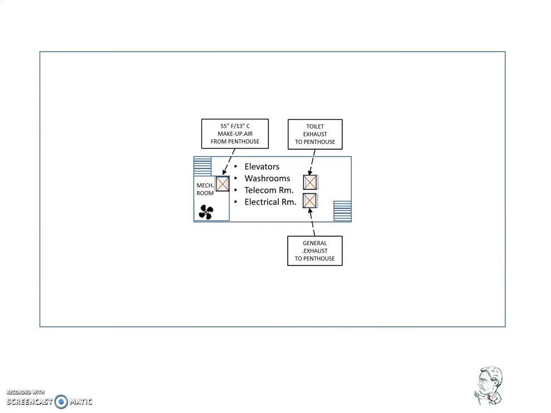A typical commercial office tower floor plate has an area called the core. In this area, you will find typically stairwells, elevator shafts, washrooms, a telecom room, an electrical room, a mechanical room, two vertical exhaust ducts, the toilet and the general, and a vertical makeup air duct usually passing through the mechanical room. The total amount of air leaving a floor through the exhaust ducts must be replenished with this makeup air.